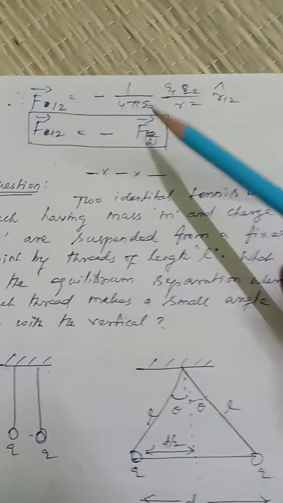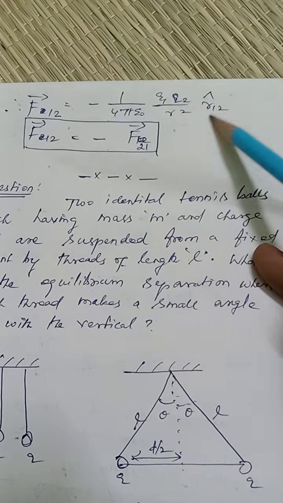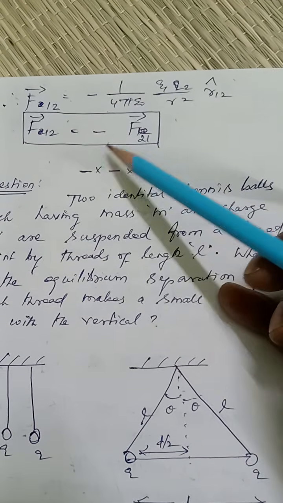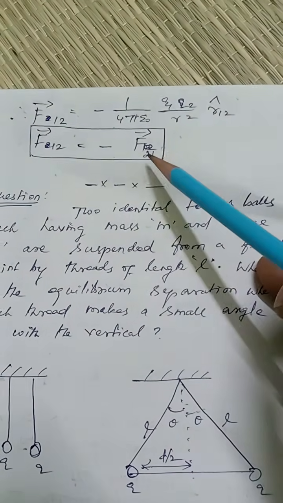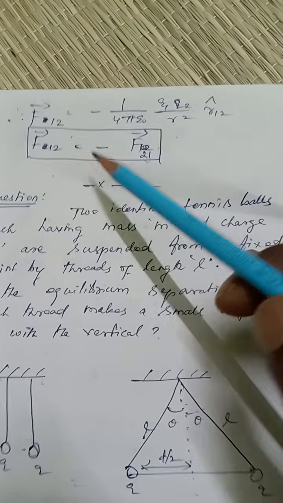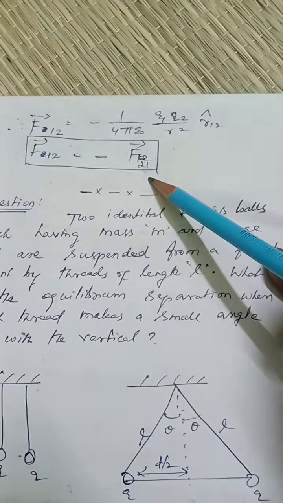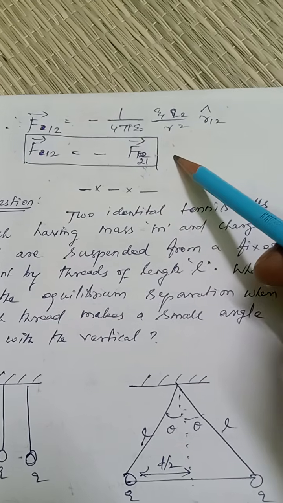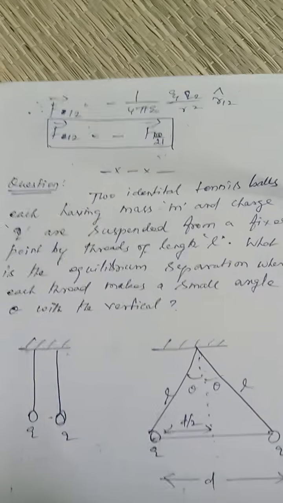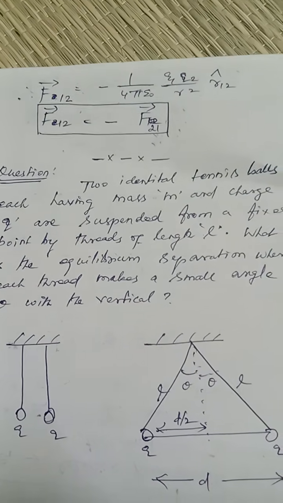So here we can write F12 vector is equal to minus F21 vector. So F12 vector equal to minus of F21 vector, which means the force between the two charges, the force experienced by each charge, is equal but opposite. They are equal in magnitude, but they are opposite in directions. So the Coulomb's inverse square law obeys Newton's third law. Okay, this is the conclusion we arrived. One more conclusion we have arrived.